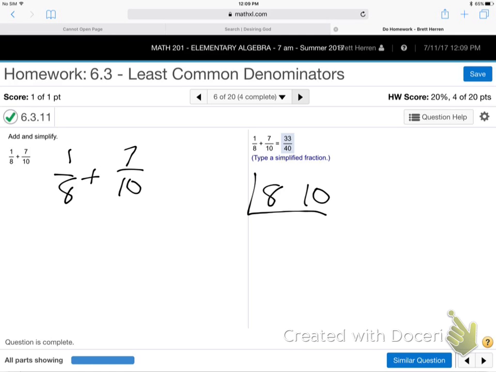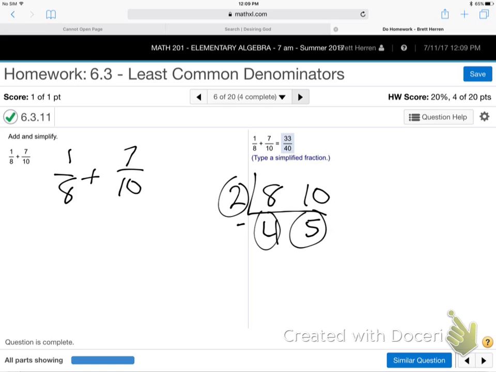So what goes into 8 and 10? 2 does. 2 goes into 8 4 times. 2 goes into 10 5 times. What goes into 4 and 5? Nothing. So we're done there.